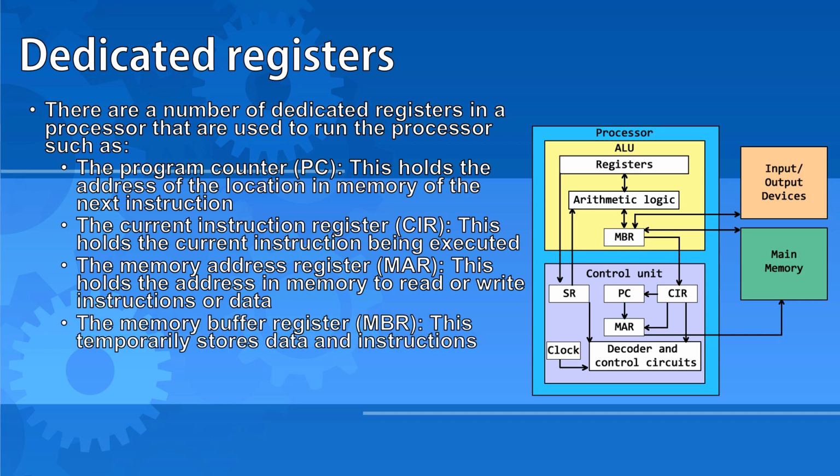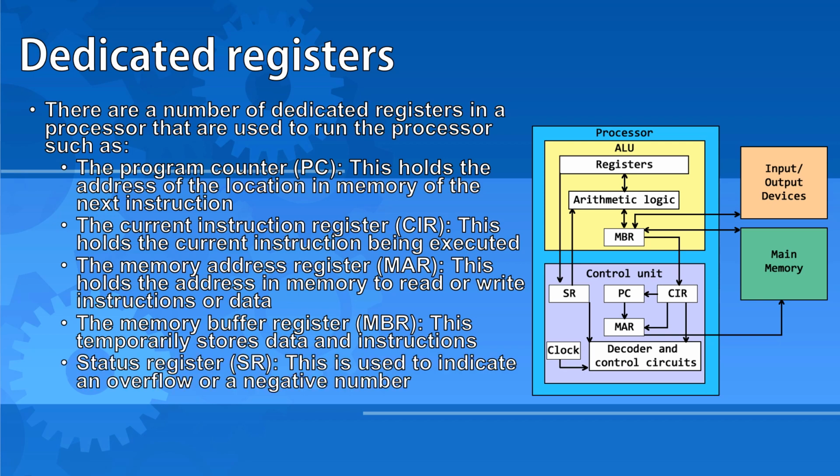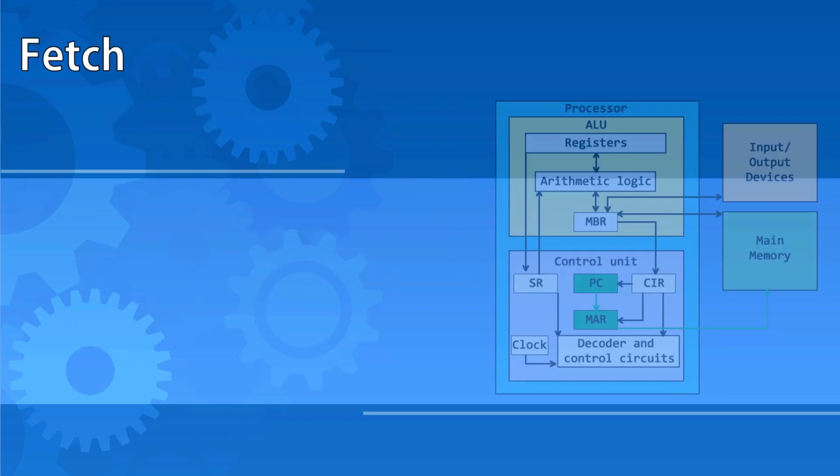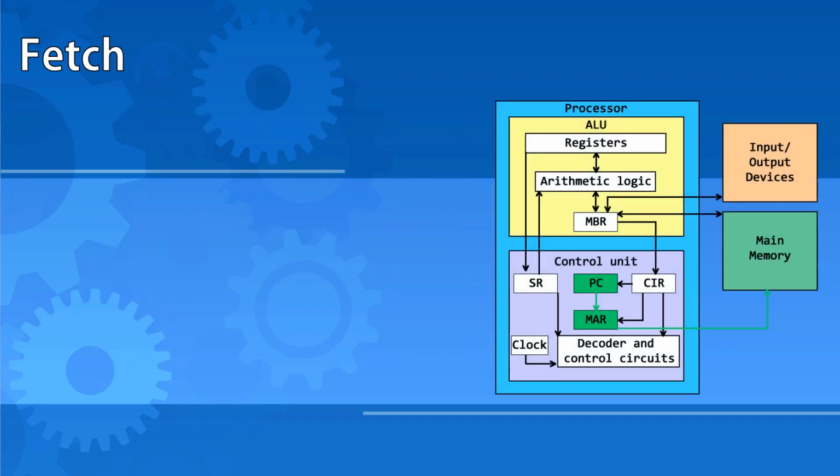The memory buffer register, or MBR, is sometimes called the memory data register, or MDR, because it temporarily stores data and instructions. The status register, or SR, is used to indicate an overflow or a negative number or a number of other signals. Let's have a look at how the fetch, decode, execute cycle works with our more complex view of a processor.